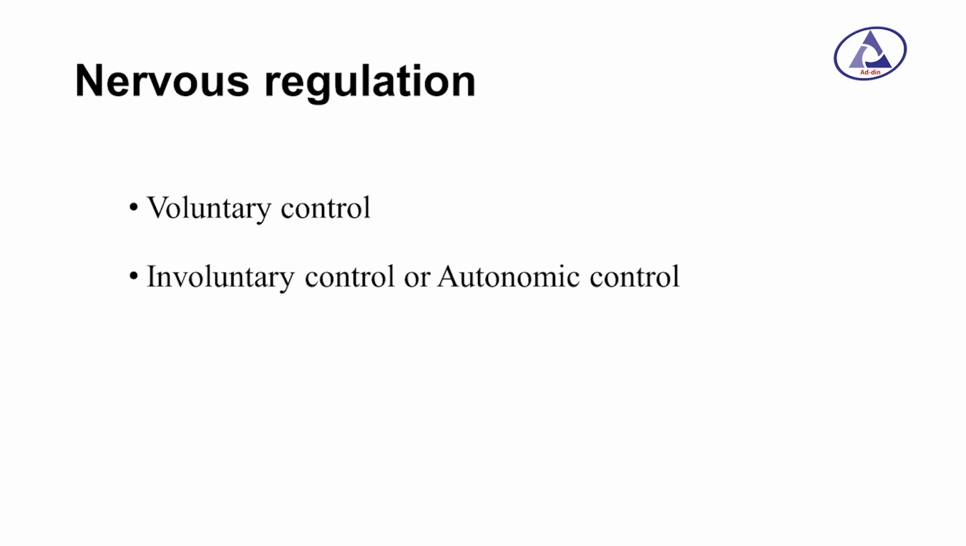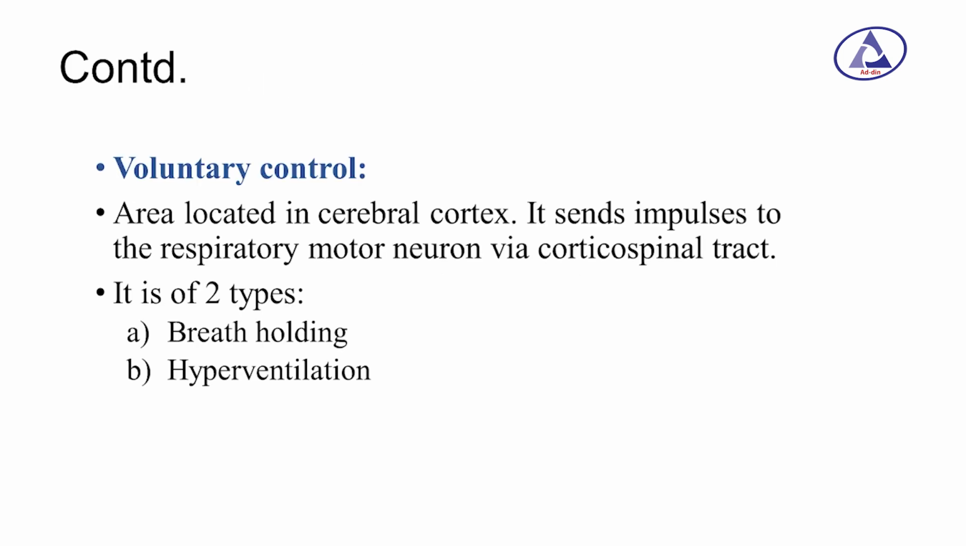What is nervous regulation? It can be controlled voluntarily or involuntarily, in 2 ways. Involuntary control is also known as autonomic control. Now, voluntary control: the area is located in the cerebral cortex, and it sends impulses to the respiratory motor neuron via which tract? Corticospinal tract. It is of 2 types. Number 1 is breath holding, and number 2 is hyperventilation.